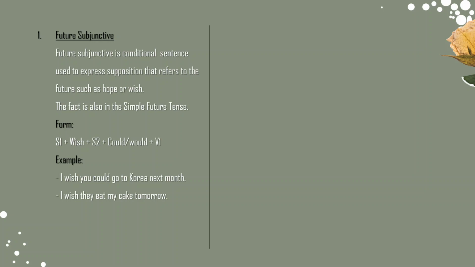Future subjunctive is a conditional sentence used to express a supposition that refers to the future, such as hope or wish. The fact is also in the simple future tense. And this is the formula: subject plus wish plus subject plus could or would plus verb 1. For example, I wish you could go to Korea next month. The second example, I wish they would eat my cake tomorrow.